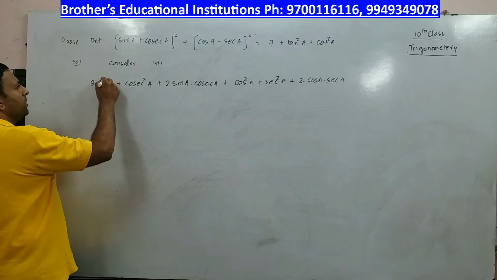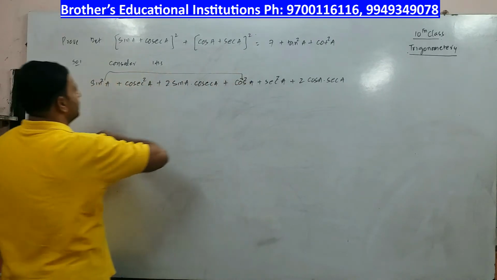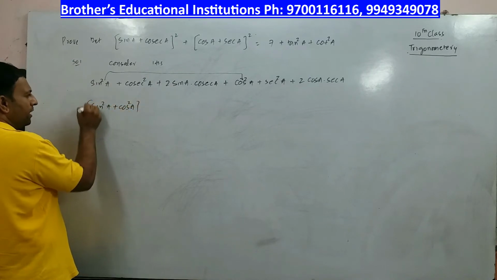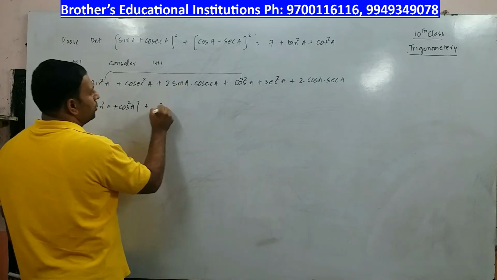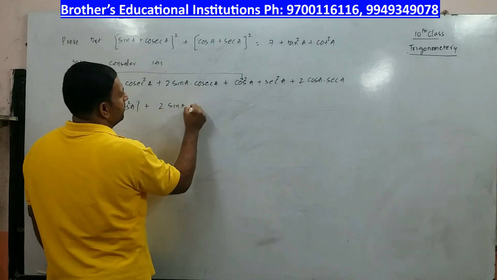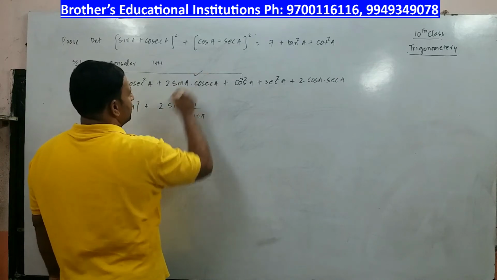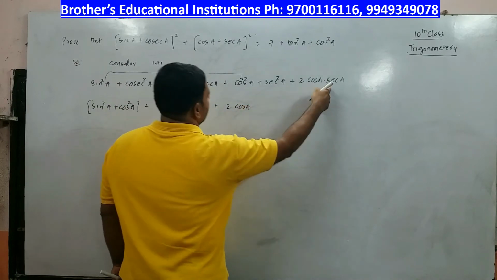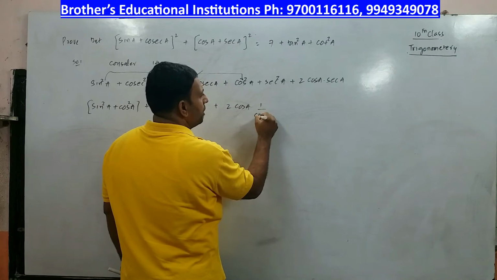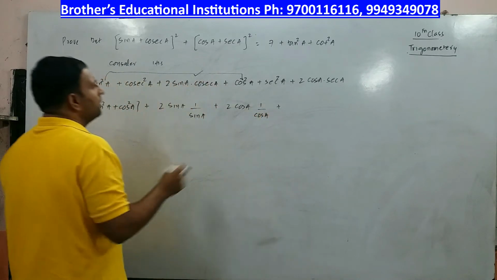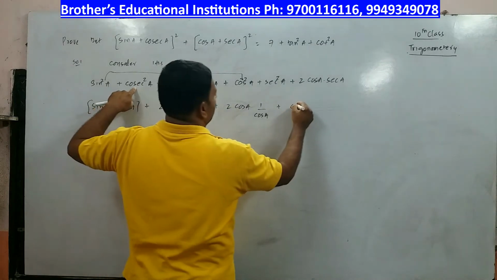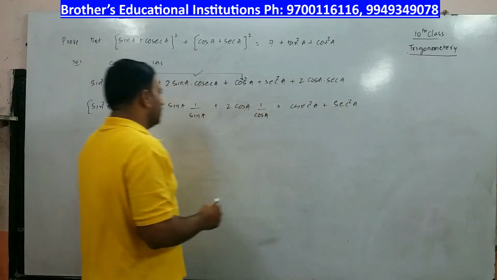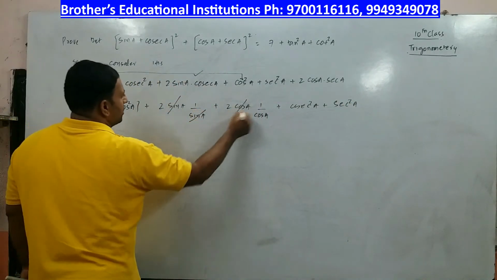Now, any possibility of using the identity, you should use it. So, I will write this as sin square A plus cos square A in brackets, plus 2 sin A, and cosecant A can be written as 1 by sin A. So, I have used this also. Here also, you have 2 cos A, and secant A can be written as 1 by cos A. Plus, now what do you have? You have cosecant square A plus secant square A. Now check here, sin A and sin A cancel, cos A and cos A cancel.